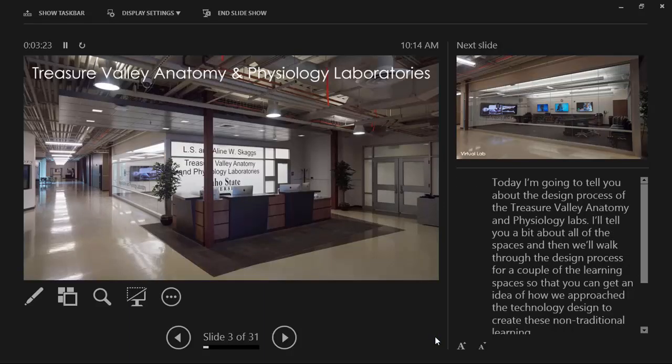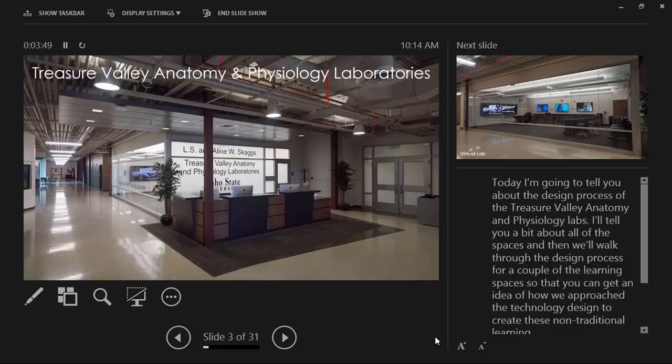So what I want to do is, I'll start and kind of describe to you the lab spaces and what they get used for, give you a brief description of each of the learning spaces, and then we'll talk about the design process that we went through, and then I'll go through a couple of the rooms and just maybe describe in detail some of the technologies that we were able to use in those rooms.